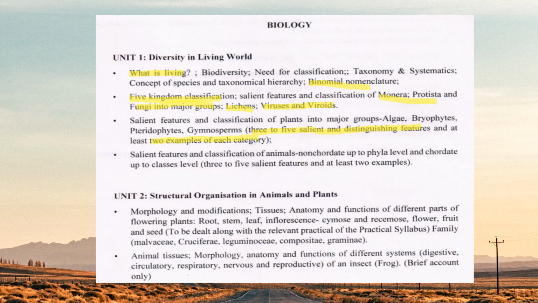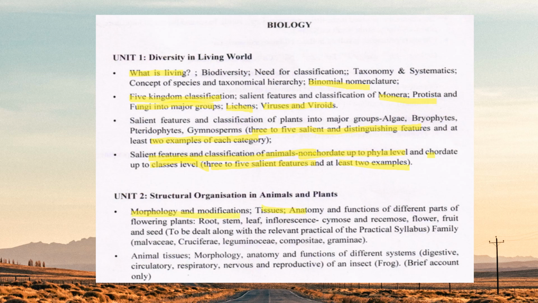For animal kingdom, salient features and classification of animals. Non-chordate up to phyla level. So for non-chordates, we have to read the classification up to phyla level, and chordates up to class level. Then here also we need 3 to 5 salient features and at least 2 examples of each. For unit 2, that is the structural organization of animals and plants, we have morphology and modifications.